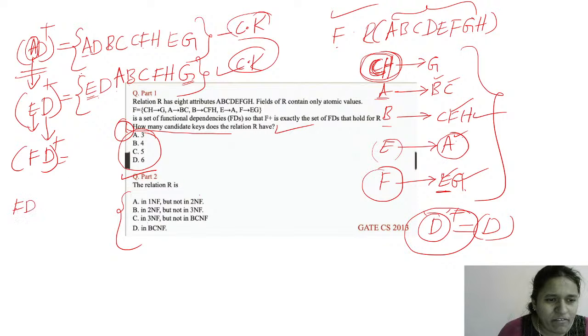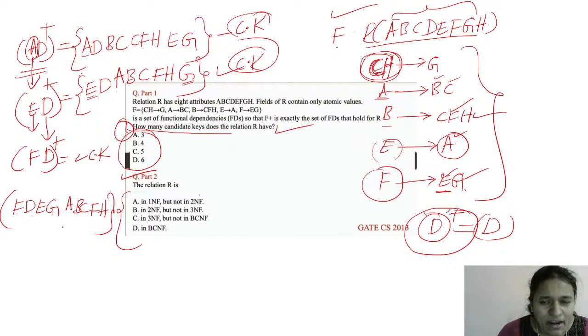From the FD closure, what will we get? We will get FD. F can determine EG. E can determine A. A is determining BC. B is determining CFH. Now we got all the attributes of the given relation: A, B, C, D, E, F, G, H. FD is also a candidate key because from the FD closure we are getting all the attributes of the given relation. Now we have to check whether there is any other candidate key.